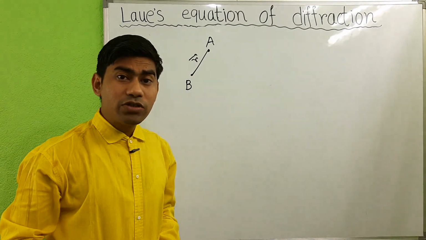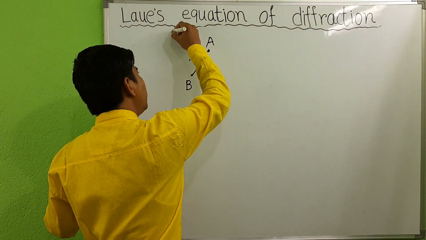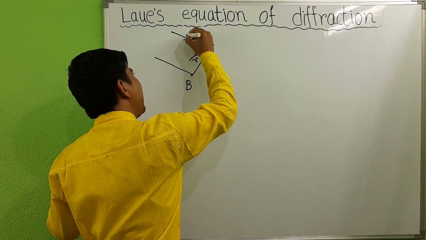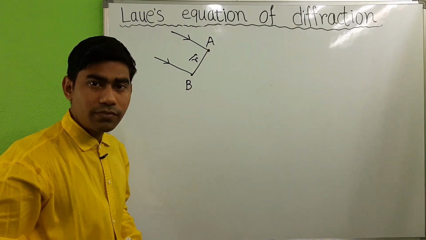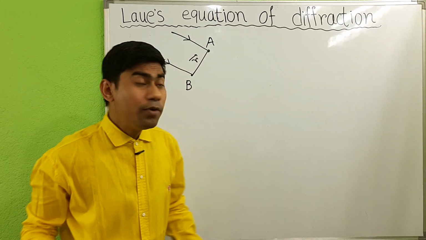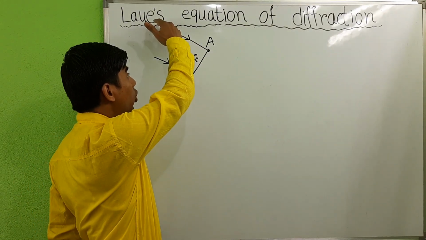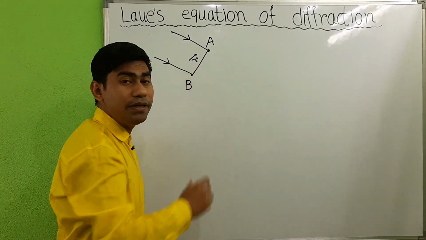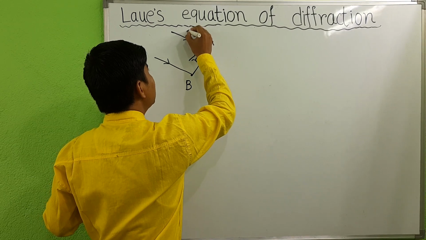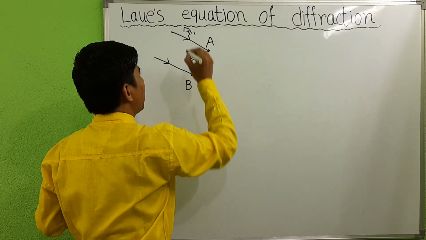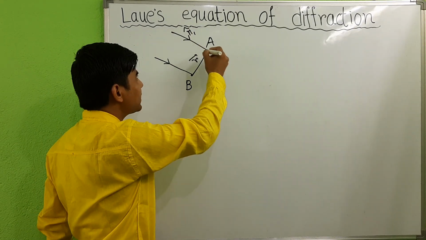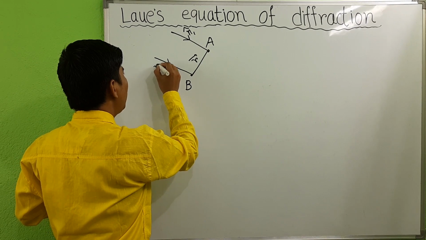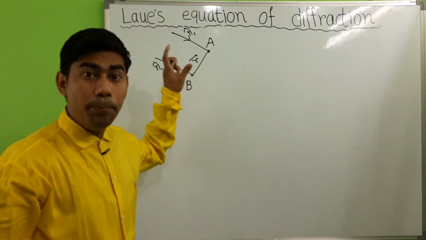Now suppose a parallel beam of X-ray is incident on an atom at the point A and on an atom at the point B along the direction of unit vector n1 cap. So this ray is also along n1 cap, because they are parallel.